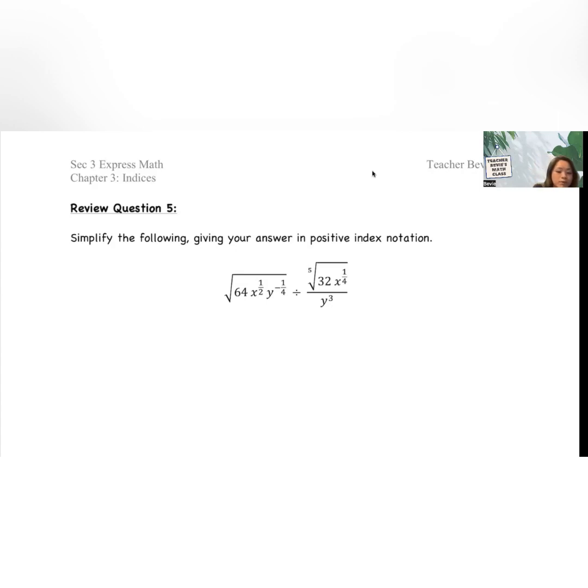So I'll keep the first term, square root 64x^(1/2) y^(-1/4). I'll change the divide to a multiplication, and then I'll flip the second fraction to become y cubed over root 5 of 32 x to the power of 1/4.